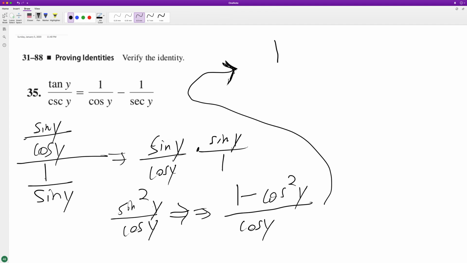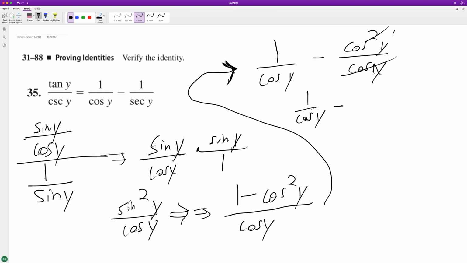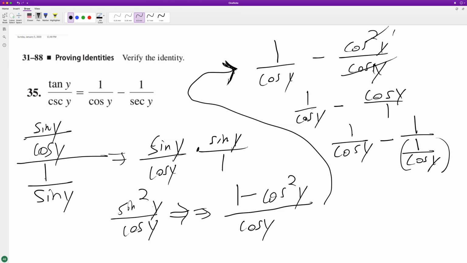So I can break this down to 1 over cosine y minus cosine squared y over cosine y. So naturally, this cancels this out, so we end up with 1 over cosine y. This is already one component of it, and we have cosine y over 1 here. But we can actually rewrite this as cosine y, and you can actually put the cosine on the bottom. It just becomes 1 over cosine y. And that's how you rewrite this as secant y.